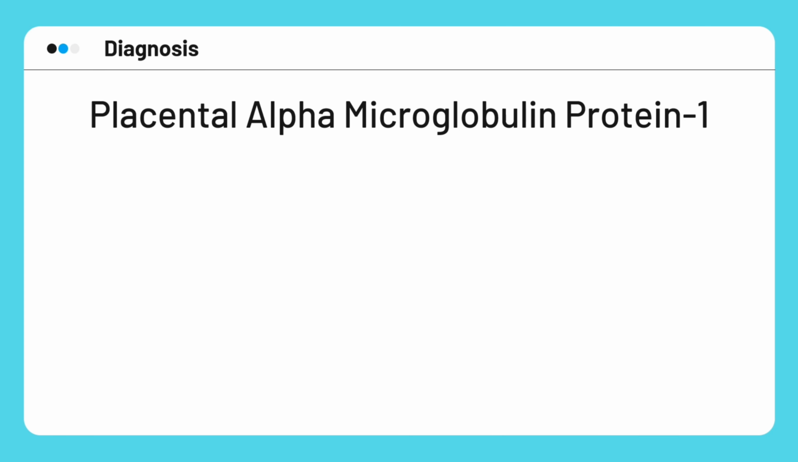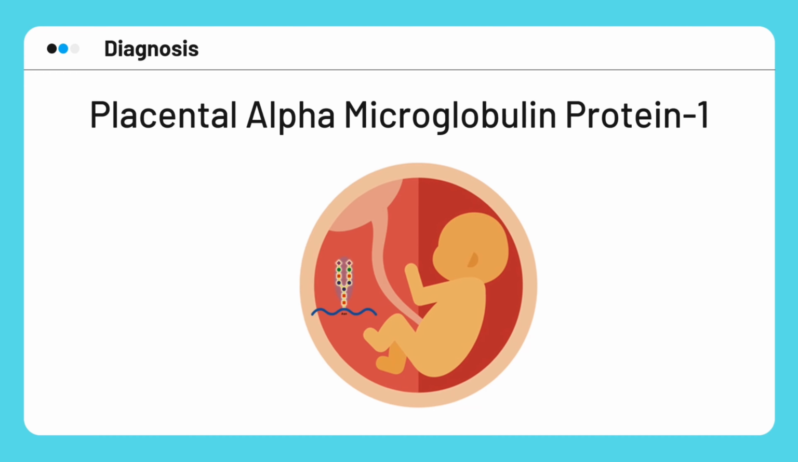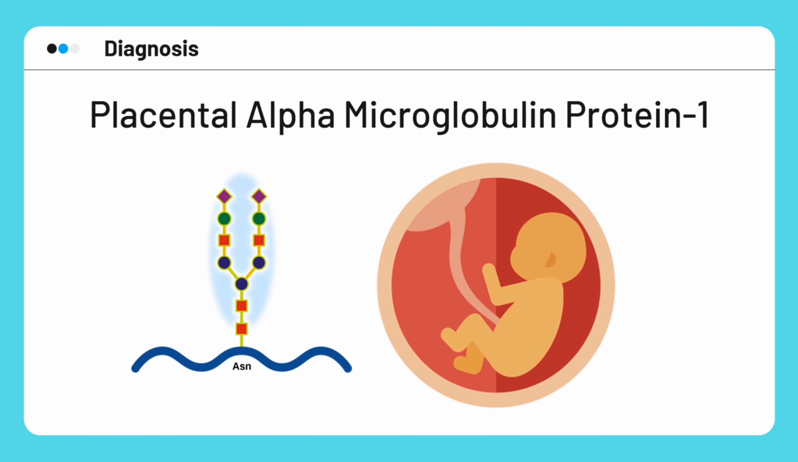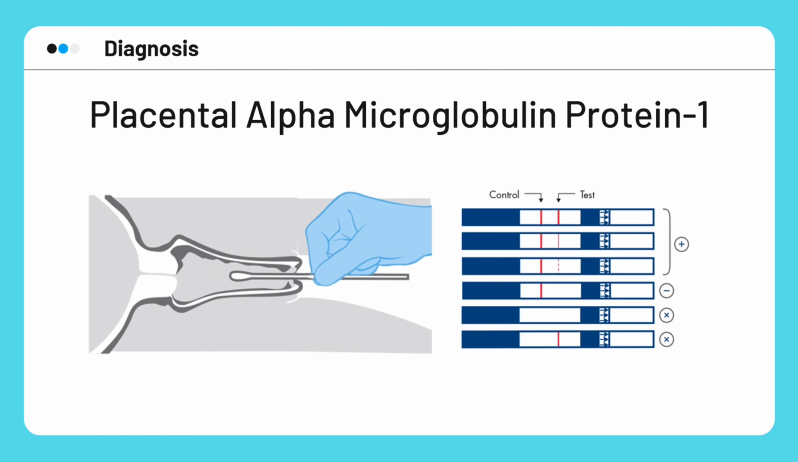Another new option is testing of placental alpha microglobulin protein 1, or PAMG-1. Akin to fetal fibronectin, these are glycoproteins in the amniotic fluid that should not be found in cervico-vaginal secretions. It is one of the most sensitive tests for amniotic fluid leakage.